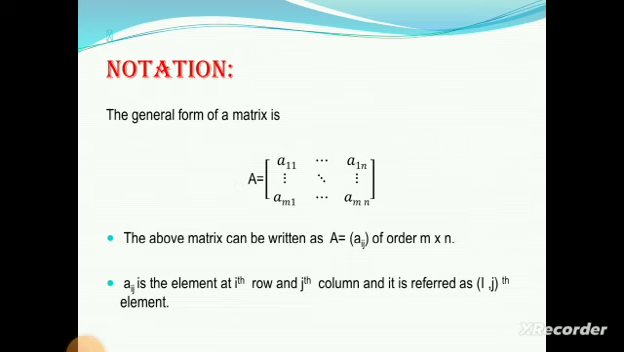The general form of the matrix is given in the following brackets. Here we have m rows and n columns. So the values of the matrix start from a11 to a1n and continue up to the m-th row, am1 to amn. So the above matrix can be written as capital A equals aij, which is of order m cross n, since the matrix has m rows and n columns. Here aij is the element at the ith row and jth column and it is referred to as the ij-th element.